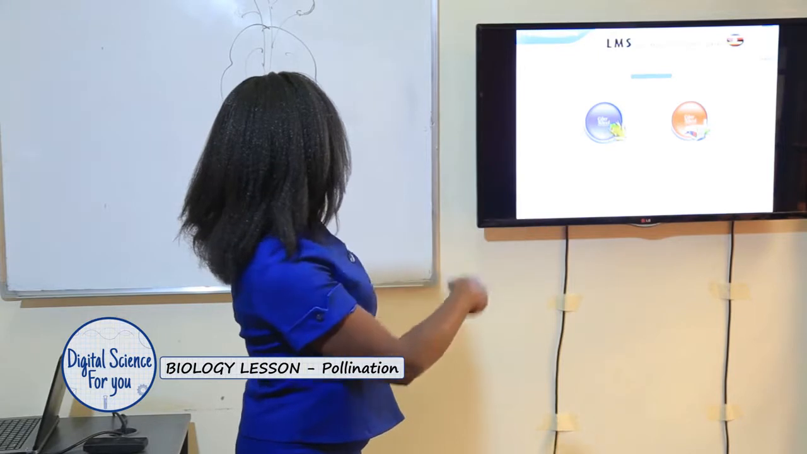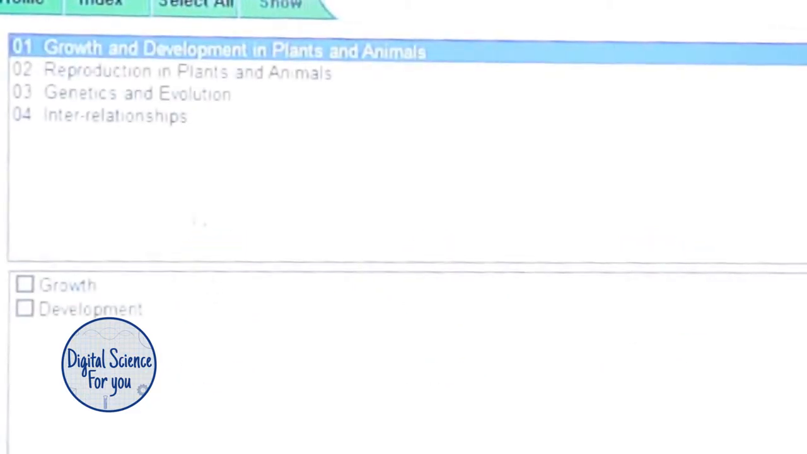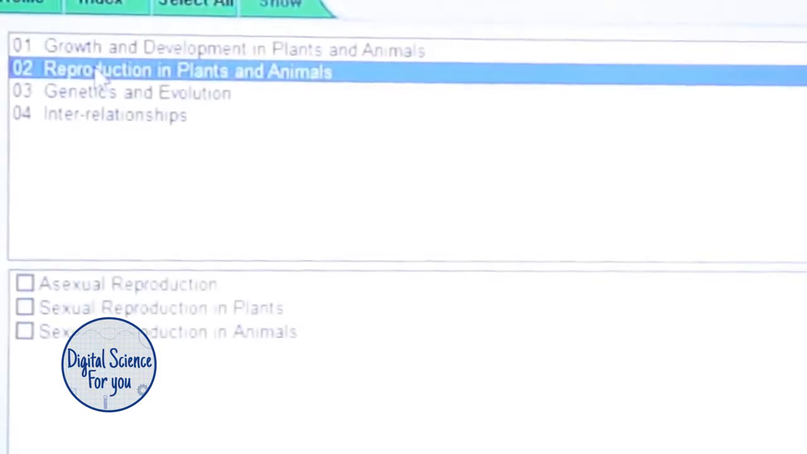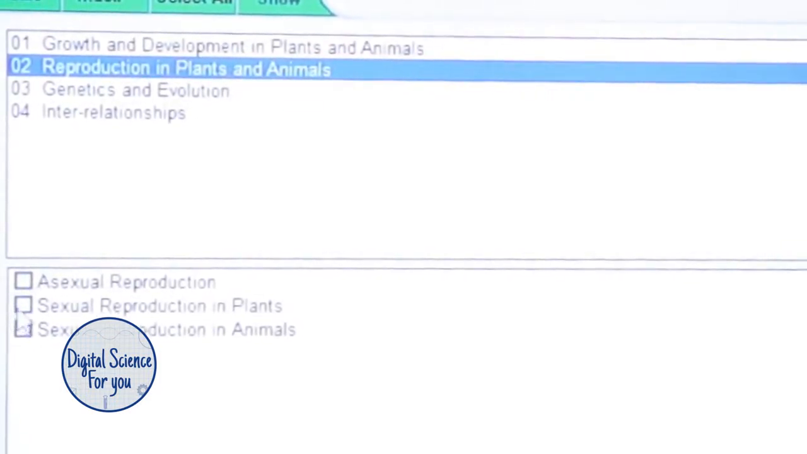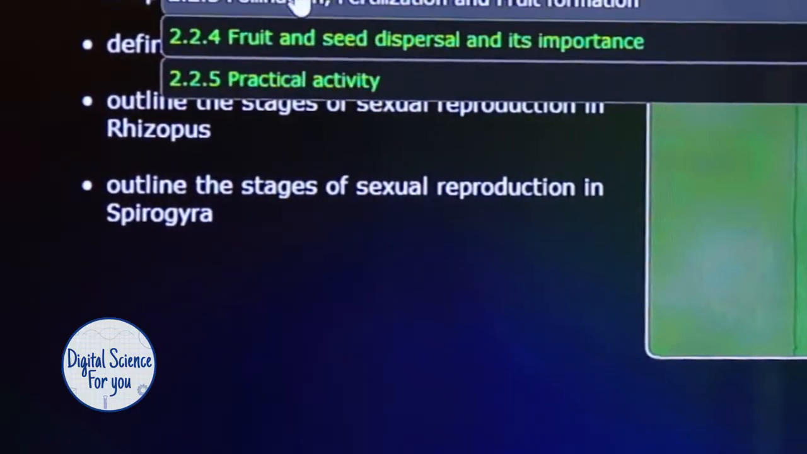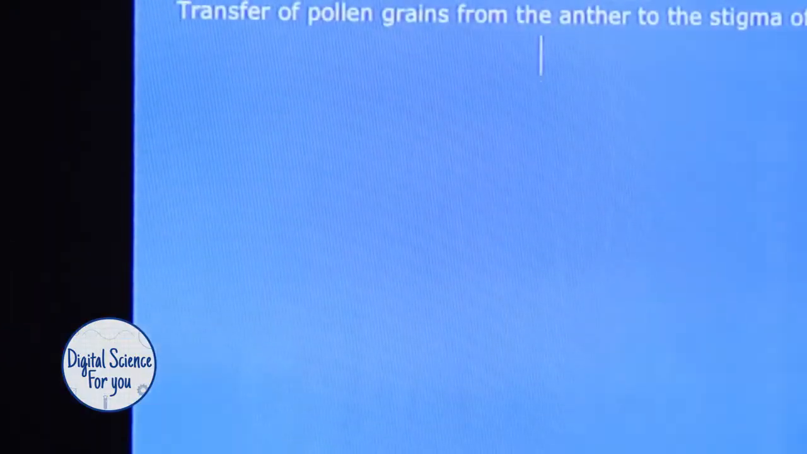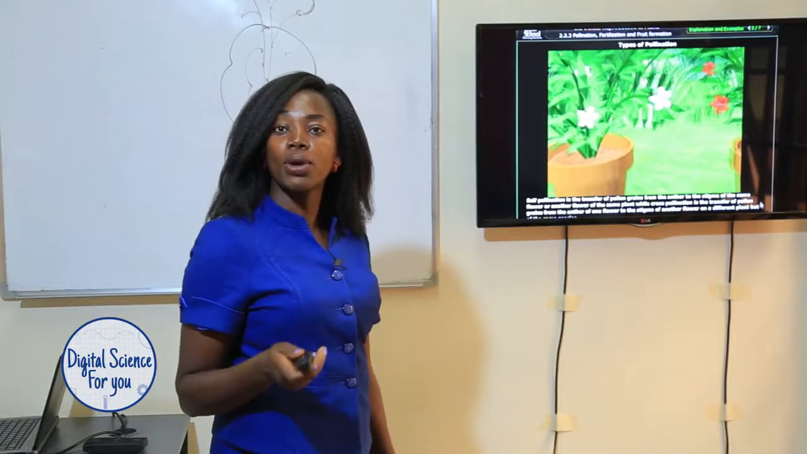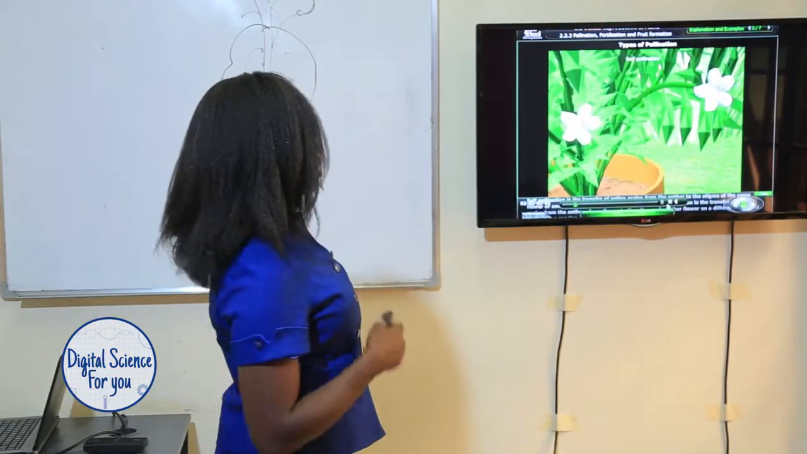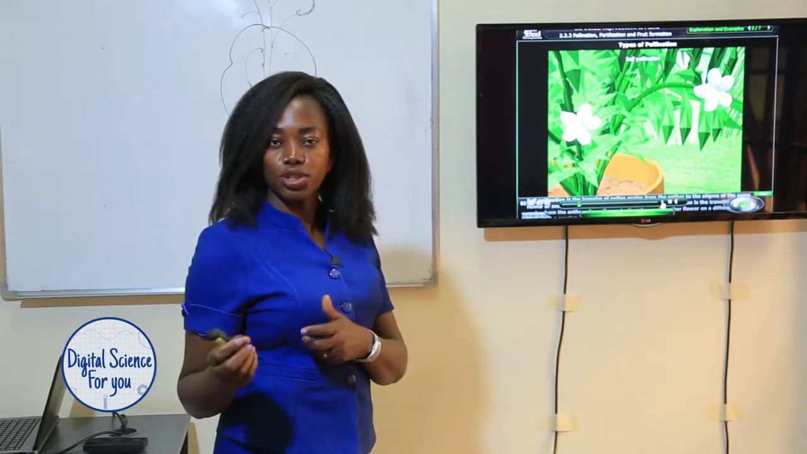We select the class, select Digital Science, go to Biology, select our topic, that is reproduction in plants, then sexual reproduction in plants, then we go. Then we scroll down to pollination, fertilization, and fruit formation. After that, we can now go to the explanation and examples. Remember, we are looking at pollination. And I just told you that pollination can be self-pollination or cross-pollination.